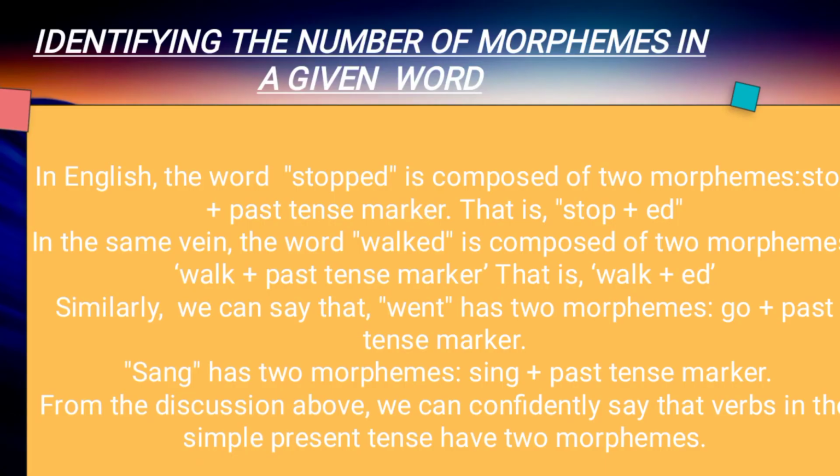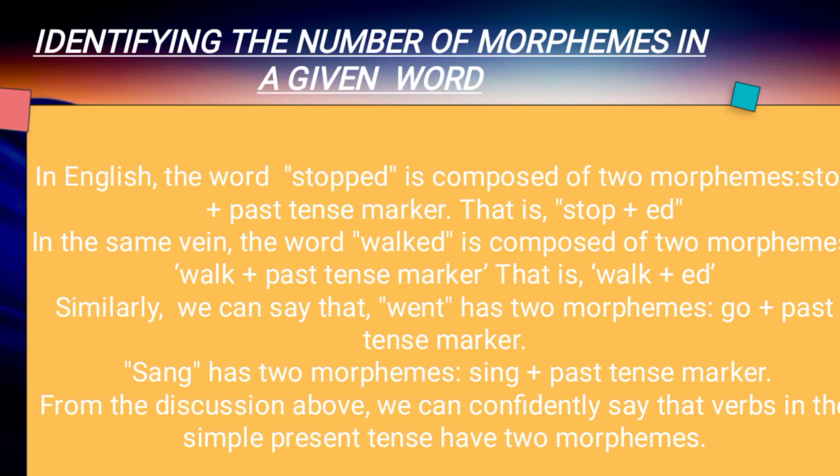Hello class. Let's try to identify the number of morphemes in a given word. In English, the word stopped is composed of two morphemes. That is stop plus the past tense marker, that is stop plus ed. In the same vein, the word walked is composed of two morphemes: walk plus the past tense marker, that is walk plus ed.